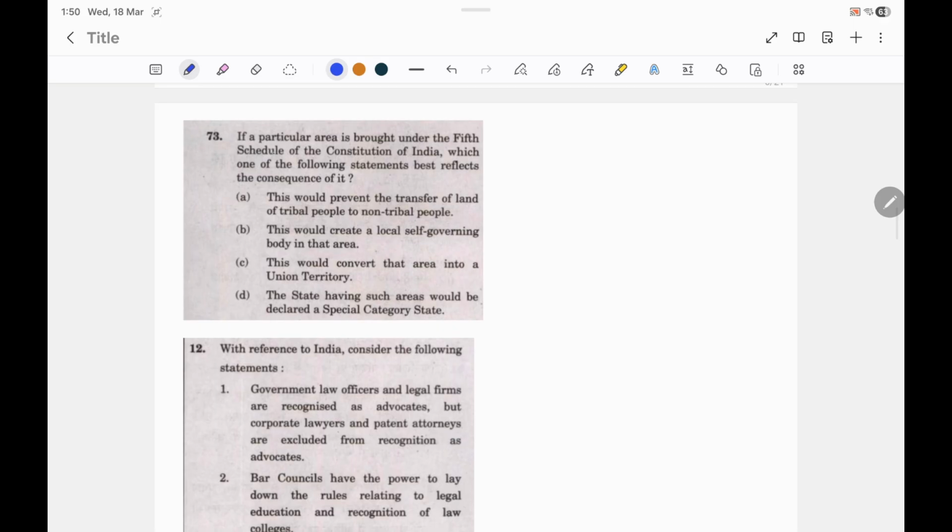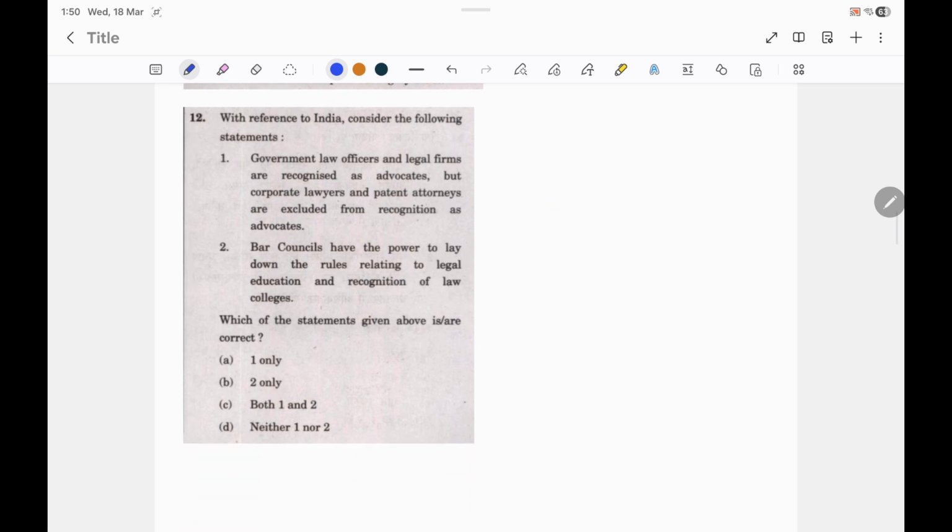Now the next question: if a particular area is brought under the Fifth Schedule of the Constitution of India, which one of the following statements best reflects the consequences of it? First, this would prevent the transfer of land of tribal people to non-tribal people. This is correct, that it restricts the transfer of tribal land. Second, this would create a local self-governing body in that area. So this is not correct because the areas in the Fifth Schedule will have a Tribes Advisory Council, which is advisory in nature, while the Sixth Schedule areas have autonomous district councils. So option A is correct.